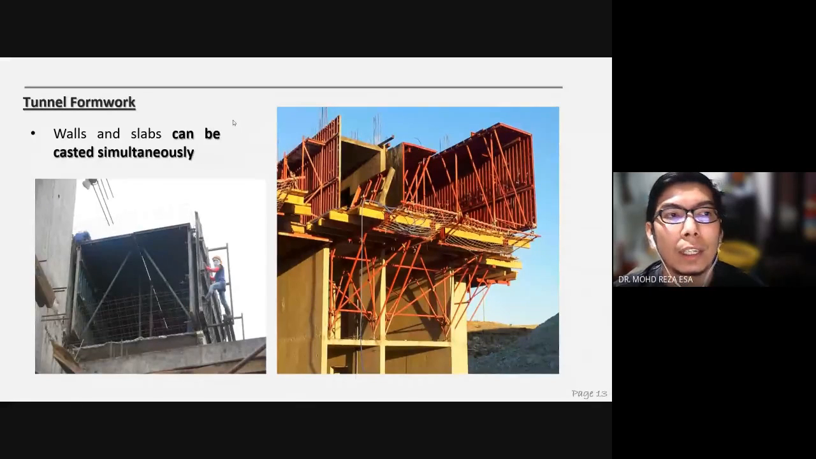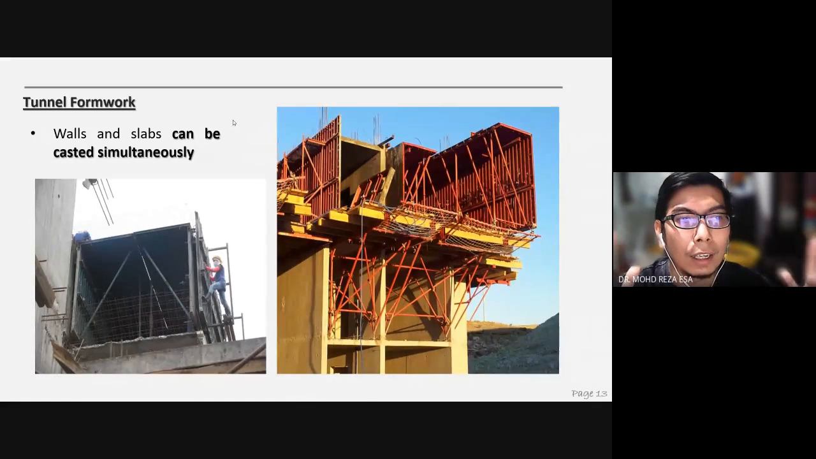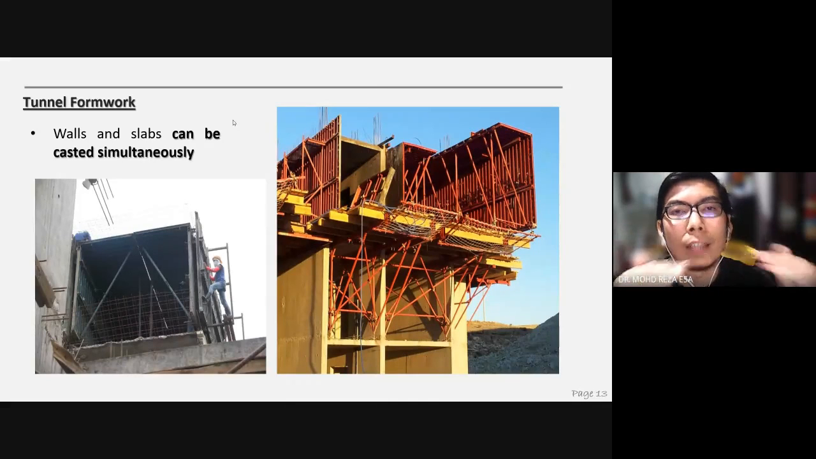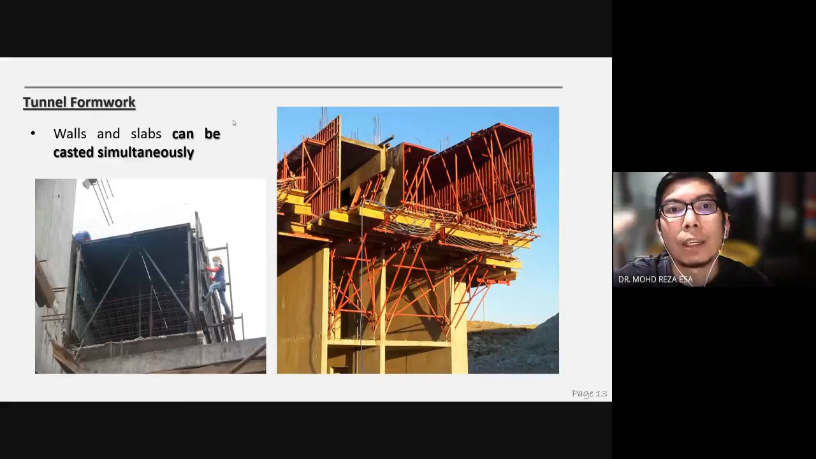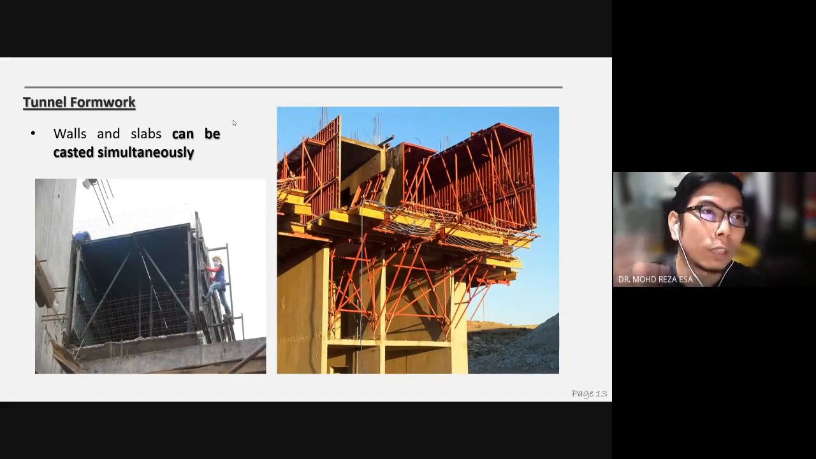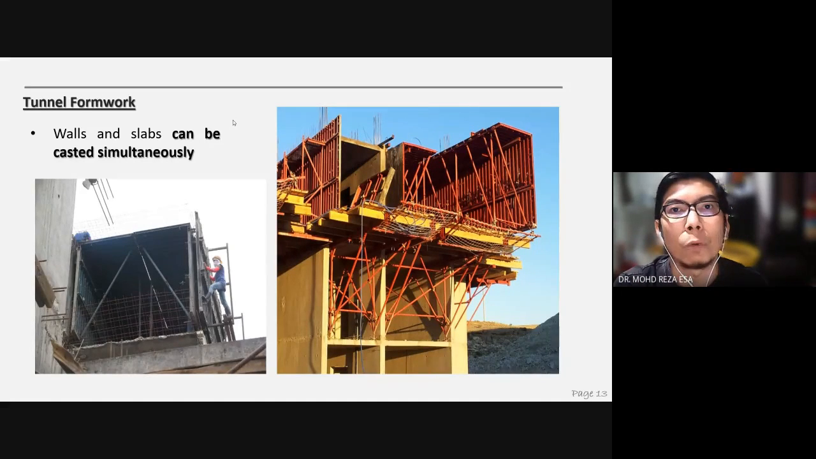Kalau tadi wall saja, bahagian wall saja. Tapi yang ini bentuk N shape, so kita termasuk sekali bahagian slab. So bila kita buat concreting, kita akan buat concreting for both components, wall and slab. Tapi untuk wall formwork tadi untuk wall saja. Tapi untuk tunnel formwork ni, you can use both, untuk kedua-dua komponen, wall and slab.